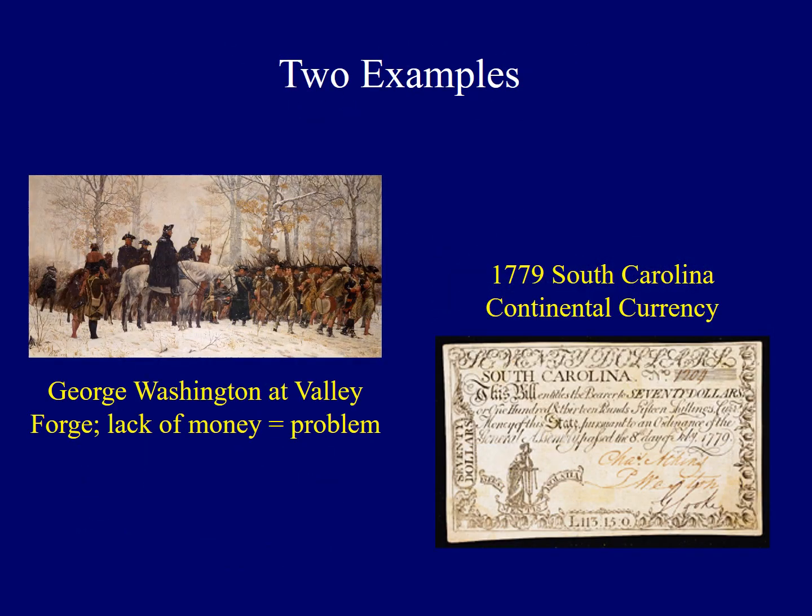I don't know anyone who likes to pay taxes, but our tax dollars go toward a range of things. On the left, we see an image of George Washington at Valley Forge. During the Revolutionary War, one of the problems he continually faced was a lack of funding for things like uniforms, boots, things like that for his soldiers. On the right, we see some currency from the state of South Carolina.